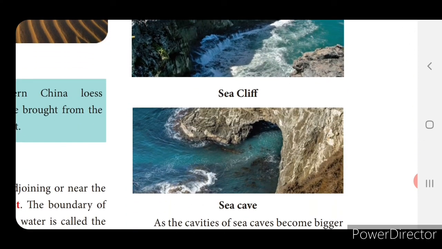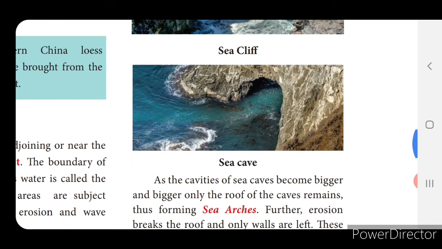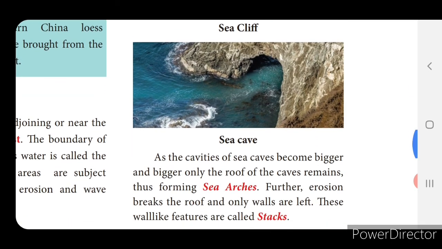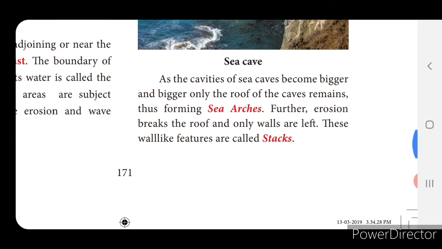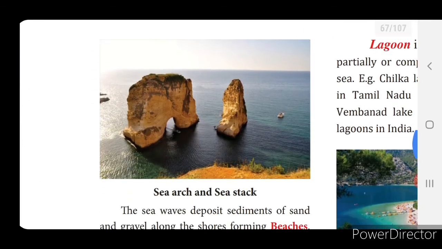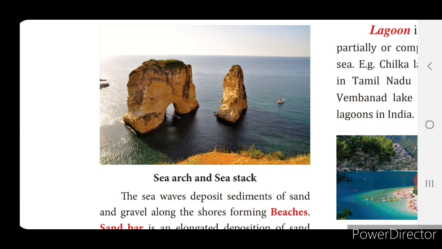You can observe this picture, sea cave. As the cavities of a sea cave become bigger over a long time, only the roof of the cave remains, thus forming a sea arch. Further erosion breaks the roof and only the walls are left, and these wall-like features are called stacks. You can observe the sea arch and sea stack. First sea cliffs form, then sea caves, then sea arch, and after that sea stack will form.